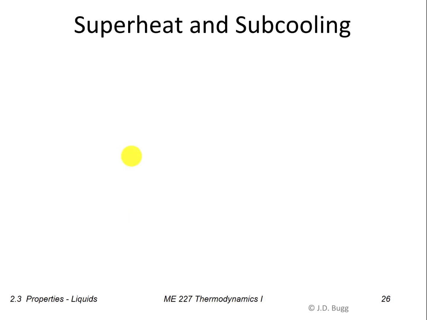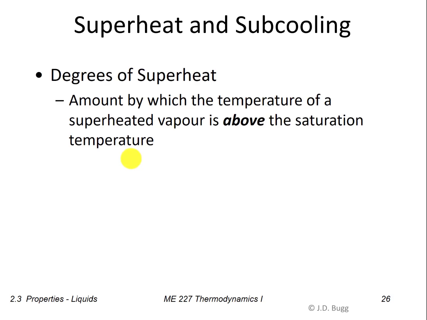The next thing I want to talk about is a couple of new definitions, and that is superheat and subcooling. Superheat, or the degrees of superheat, you'll sometimes hear it referred to, is the amount by which the temperature of a superheated vapor is above the saturation temperature. So if we're told that we have a vapor that is superheated by 5 degrees C, let's say, that means that the temperature of that vapor is 5 degrees C above the saturation temperature. It does not mean the temperature is 5, it means it's 5 degrees above saturation. So that's what degrees of superheat means.